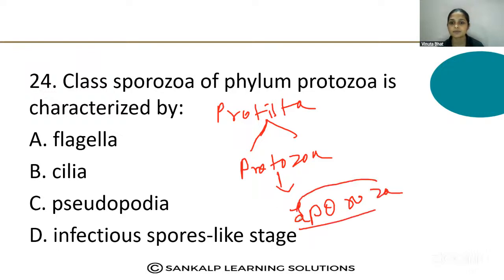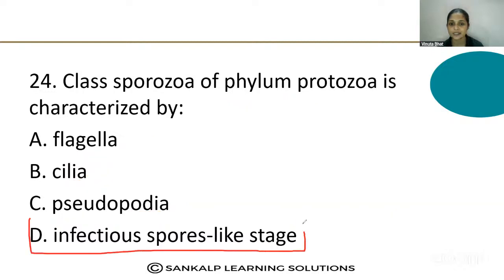So what is the characteristic feature of this sporozoa? Does it have flagella? No. Flagella means that is called flagellated protozoa. Cilia is there, means that is the ciliated. Pseudopodia is the locomotor organ, means that is the amoeboid type of the protozoa. So the correct option is D, infectious spore-like stage.